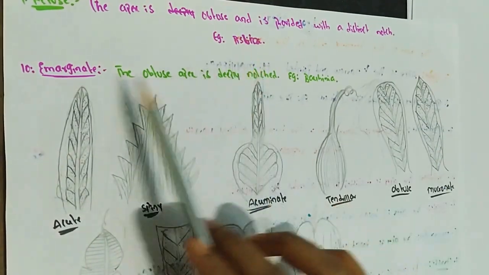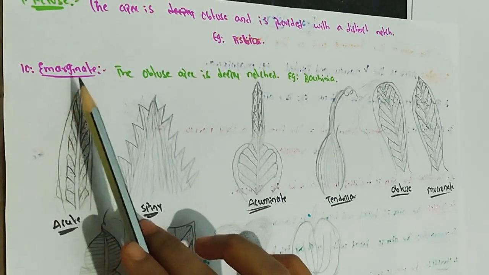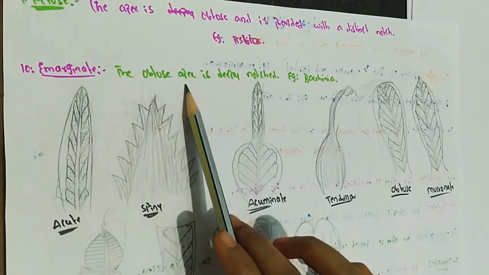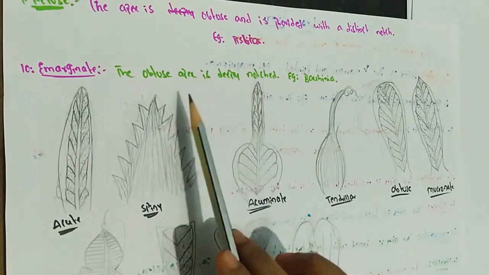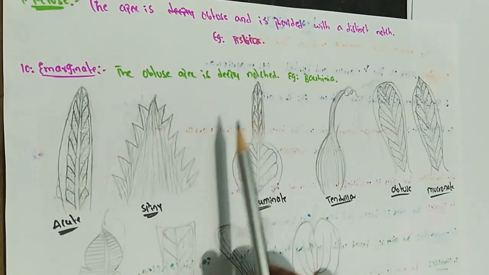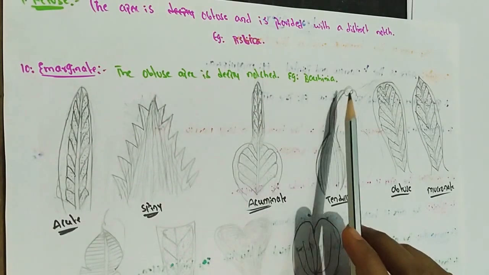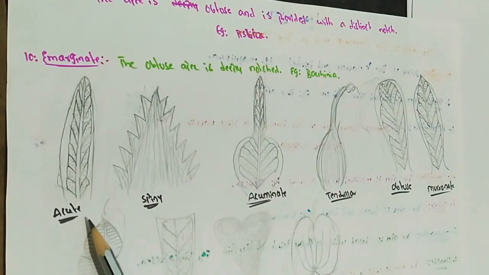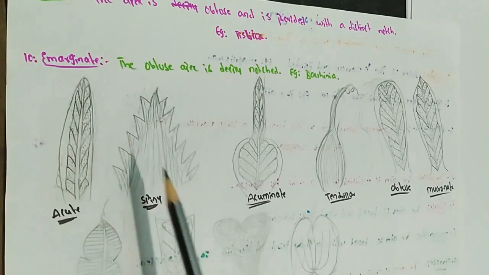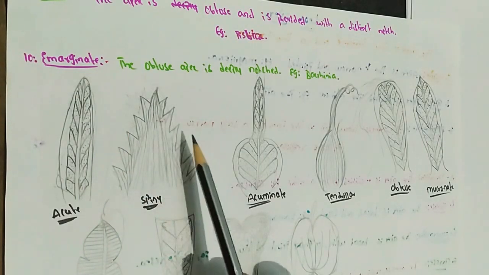Example, pistia. Tenth type, emarginate. The obtuse apex is deeply notched. Here at the apex it is deeply notched, meaning a deep V-shaped cut. Example, Bauhinia. Here, first one, acute. Apex is narrow and pointed. Next, spiny. The apex is a thorn structure.